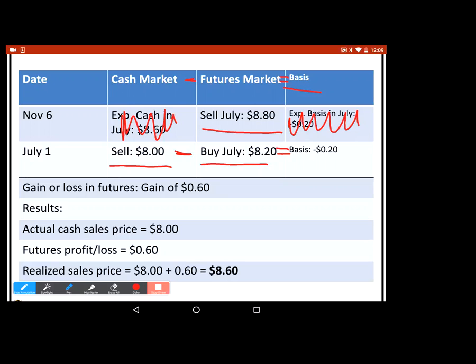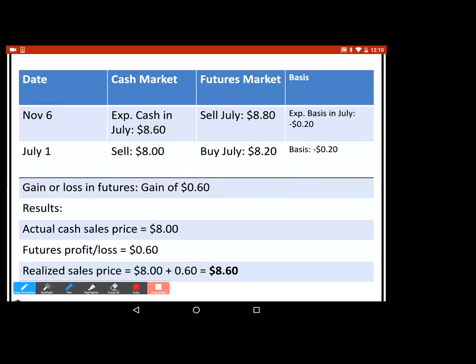Futures transaction. I made 60 cents, right? That's what this here is showing. Gain of 60. Why'd you make 60 cents? Because you sold for 880 and bought back for 820. You sold high, bought low. That's a good thing. So you made 60 cents there. So you sold for $8 in the cash market, made another 60 cents in the futures market. Put those two together, you effectively got $8.60 for your wheat. And that's what all this is showing down below.